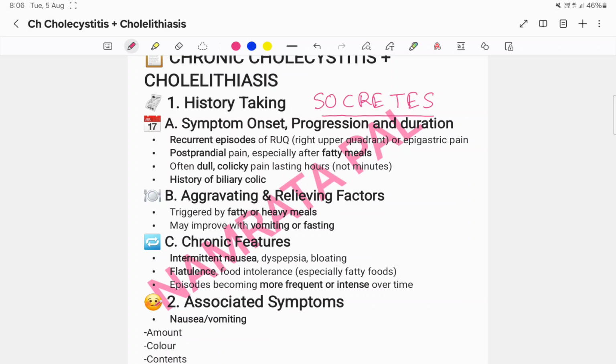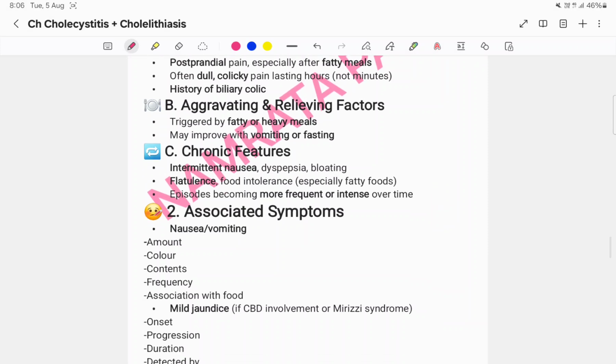The pain is mainly associated with fatty food and alcohol. It may be dull achy, more aching in nature, but mostly colicky pain is present, because whenever the stone is broken down into small pieces and comes to the gallbladder neck, it causes stricture and pain. Aggravating and relieving factors. Aggravating factors we have already discussed. Fatty food, heavy meals, and alcohol aggravate the pain in cholecystitis. In case of relieving factors, we may say vomiting or fasting relieves the pain, as it is written here.